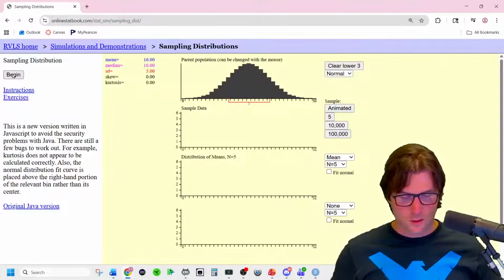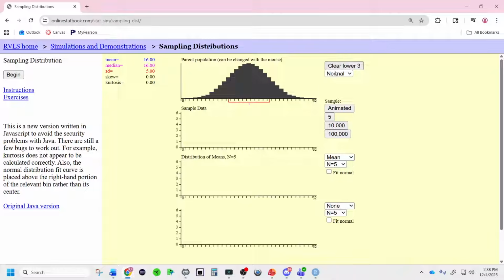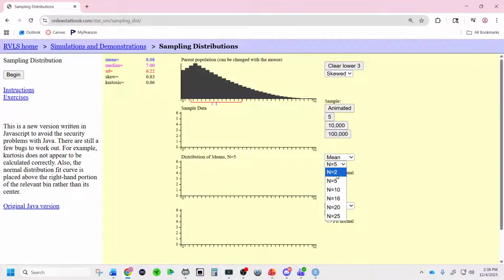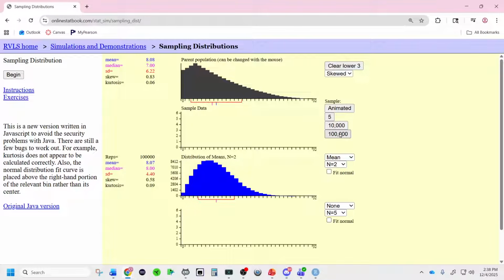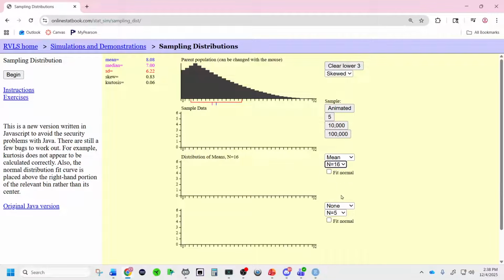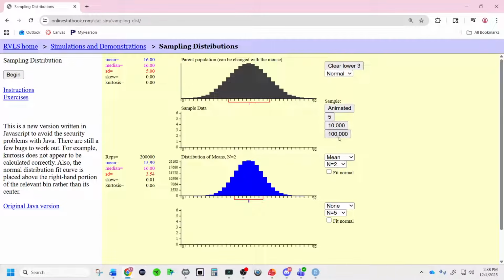So say you have a distribution right here, but let's say it's skewed. If you have a sample size of 2, then the distribution of means will be kind of more normal. But as n increases and gets larger, the distribution gets even more normal and tighter. So if it's normal, it doesn't matter. You could just have a normal distribution from any sample size.